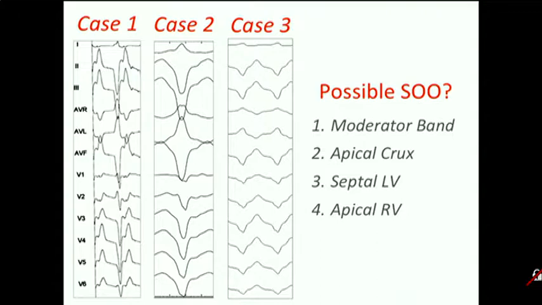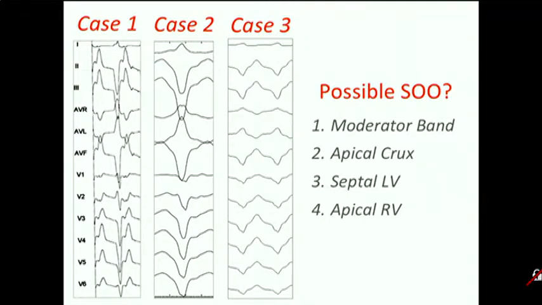So here you can compare the 3 cases. The patterns are similar, as I described before. You can raise your hands. I don't think we have time to vote, but Andrea, you can tell me which is the favorite answer. Which is the site of origin based on this ECG? 1, moderator band, apical crux of the heart, septal of the left ventricle, or apical of the right ventricle? Please raise your hand. Those who are in favor of 1?